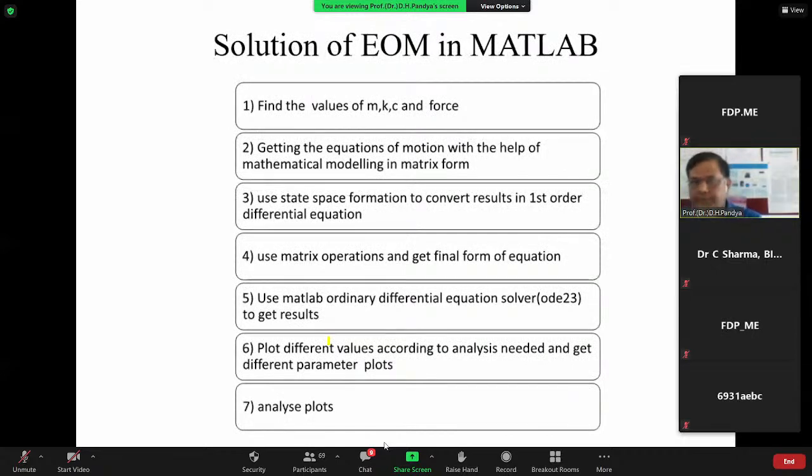So what is the procedure? The solution of the equation of motion is made by finding the values of the mass, k, c, and the forces, getting the equation of motion with the help of mathematical modeling in matrix form, using the state space formation, converting it into a first order differential equation, using matrix operations and getting the final form of the equation in MATLAB. And with this ODE23, we get the results and we plot the different values and then analyze the plot. Now the question comes, how to find out the values of mass, k and c?